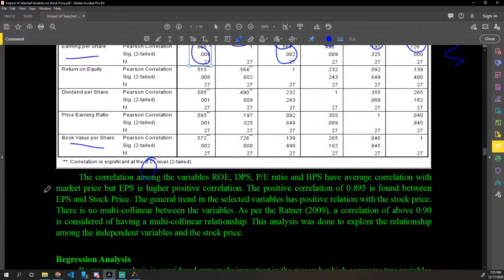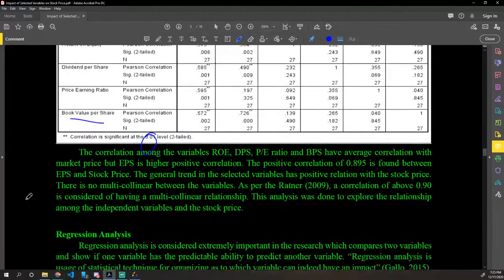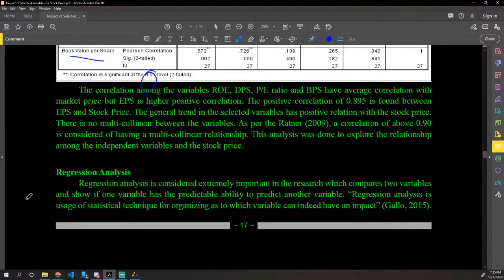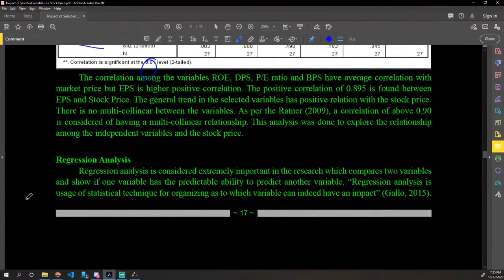There is no multicollinearity between the variables. As per Ratner 2009, a correlation above 0.90 is considered to indicate a multicollinear relationship. The analysis was done to explore the relationship between the independent variables and the stock price. Regression analysis is considered extremely important in research which compares two variables.